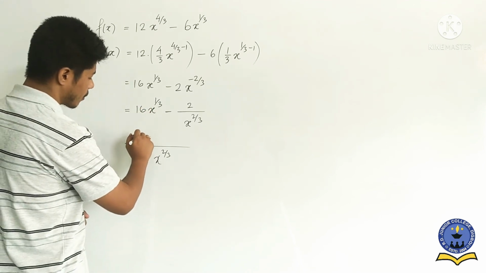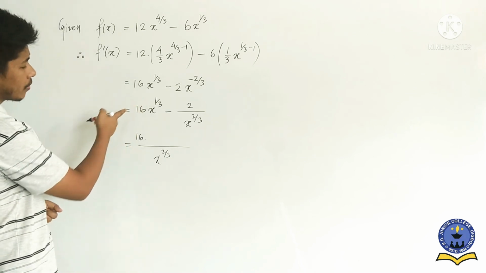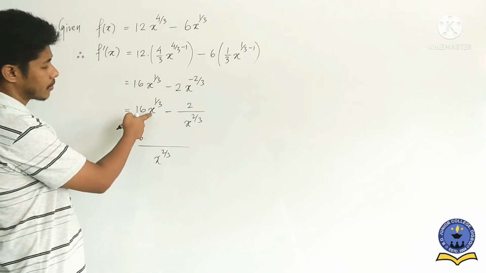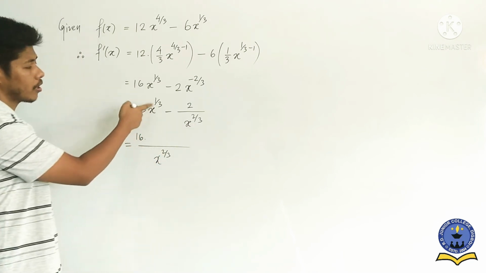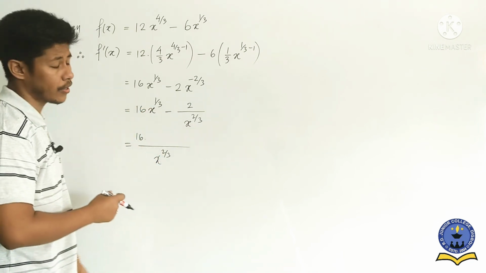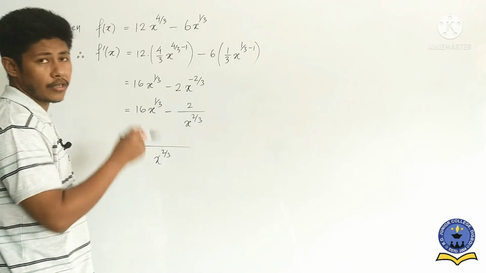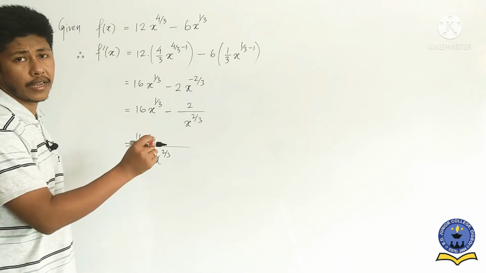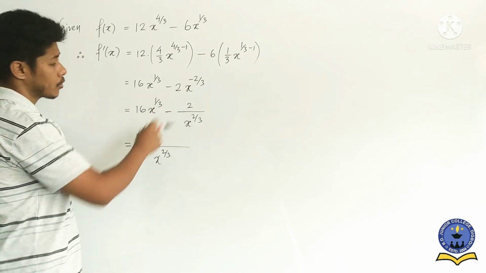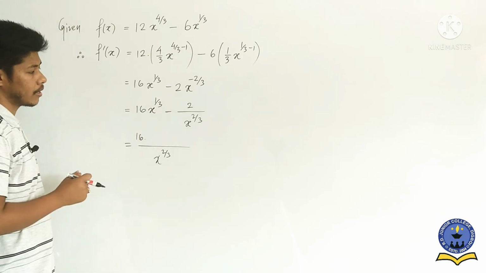So this one is 16 here. You see the base x is the same, so we add the powers, that means 1/3 plus 2/3. Taking LCM 3, 1 plus 2 is 3, and ultimately the 3 cancels. What will remain?